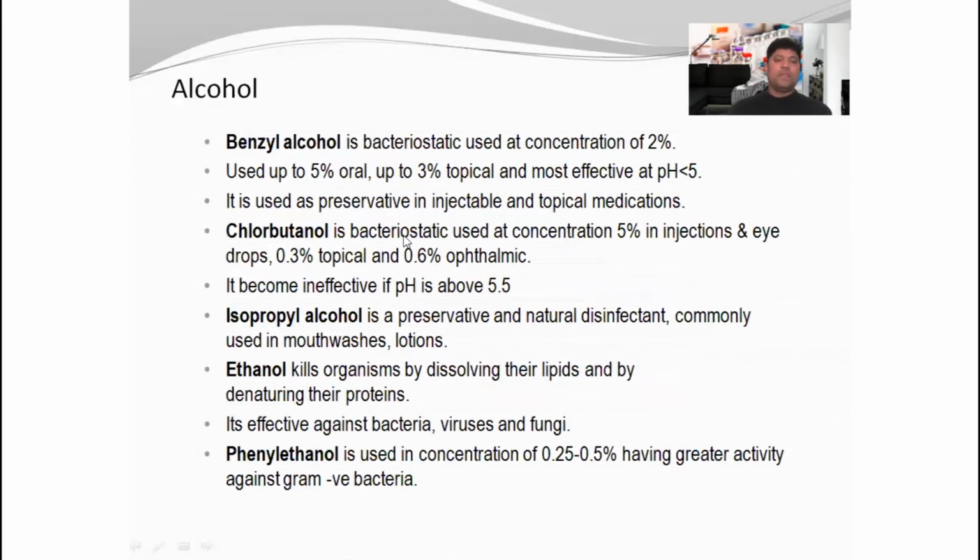Okay, alcohol. Benzyl alcohol is bacteriostatic, used at a concentration of 2%, used up to 5% oral, up to 3% topical, and most effective at a pH of 5. It is used as a preservative in injectable and topical medication. Chlorbutanol is bacteriostatic, used at a concentration of 5% in injections and eye drops, 0.3% topical, and 0.6% ophthalmic or eye preparations. It becomes ineffective if pH is above 5.5.